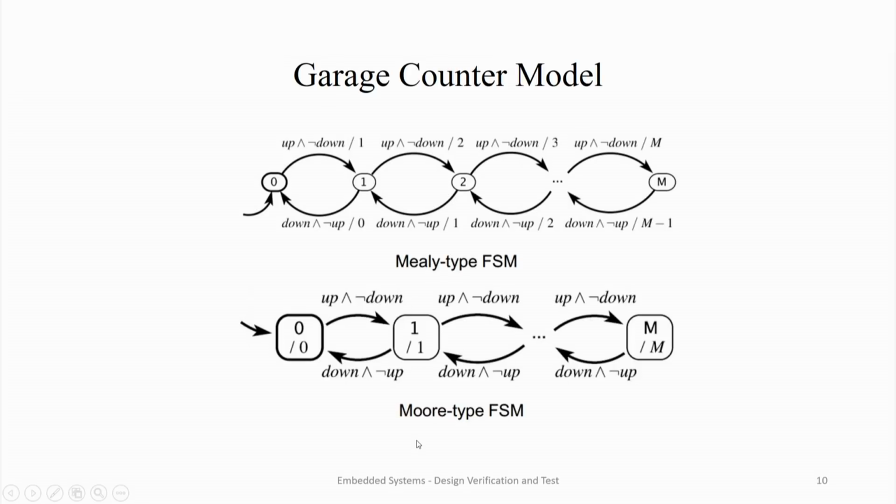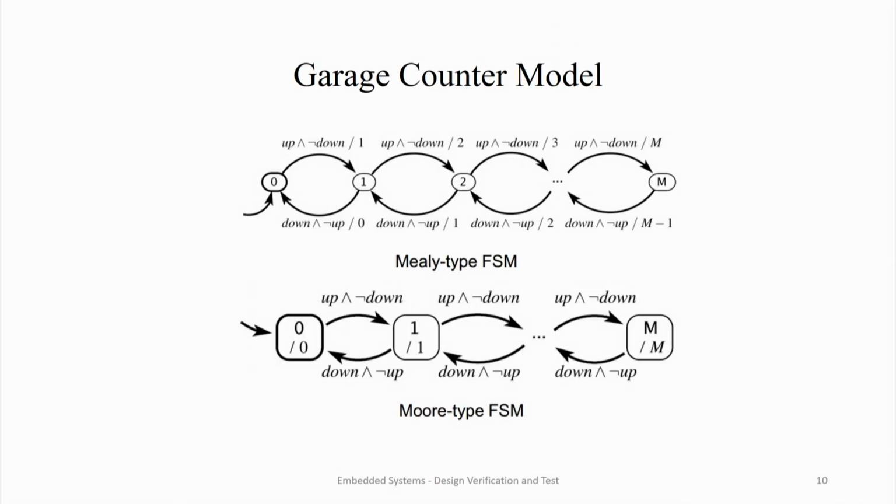As an example of how Moore and Mealy machines are defined, we again go back to the garage counter example that we had discussed in the last lecture. Here you had a garage parking lot where the job of the embedded system is to keep an account at any time of the number of cars in the garage. Now, you can design this as a Mealy FSM or a Moore FSM.